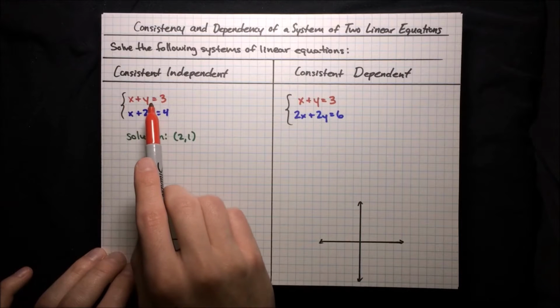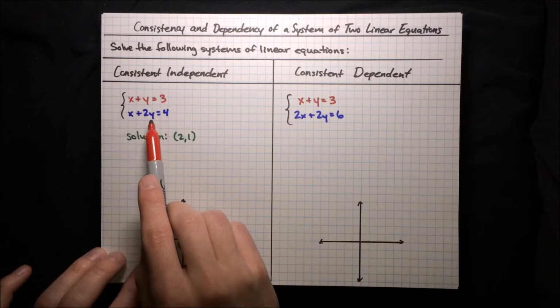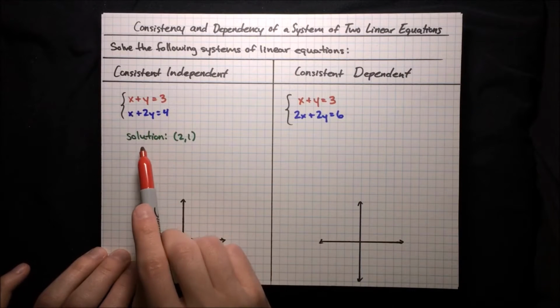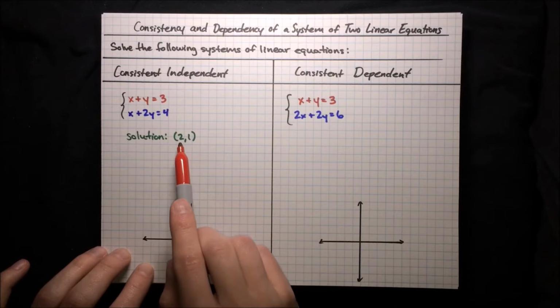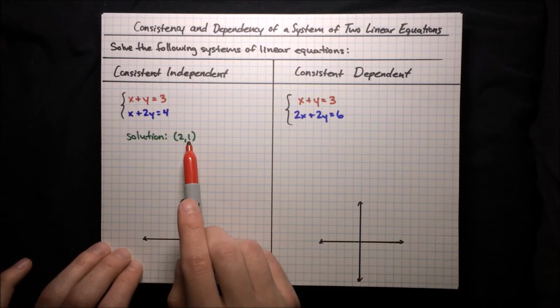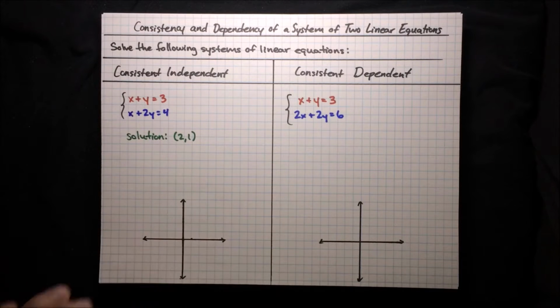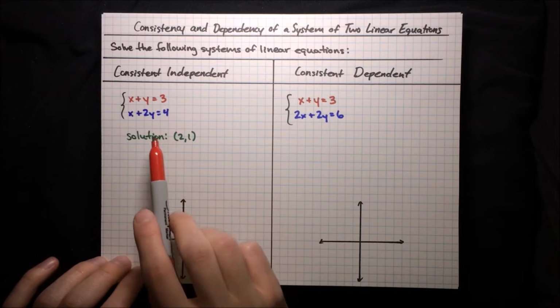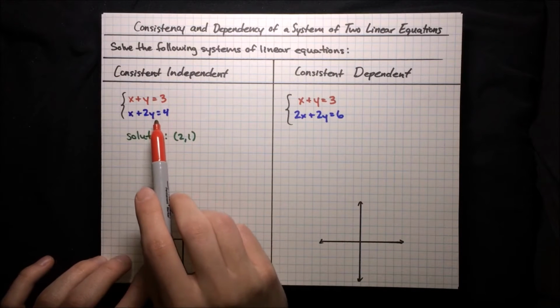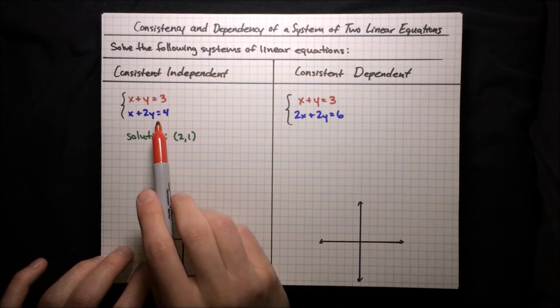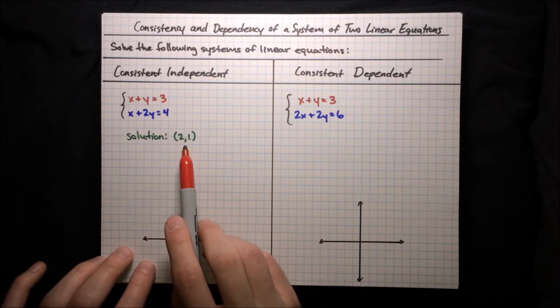That's x plus y equals 3 and x plus 2y equals 4. And the solution to that system is the point (2, 1). We can arrive at that solution through elimination or substitution. Either way, we'll get the same solution. Now let's think about what this system means graphically. The system consists of two linear equations, so it's really just two lines. And the solution is where the lines intersect.